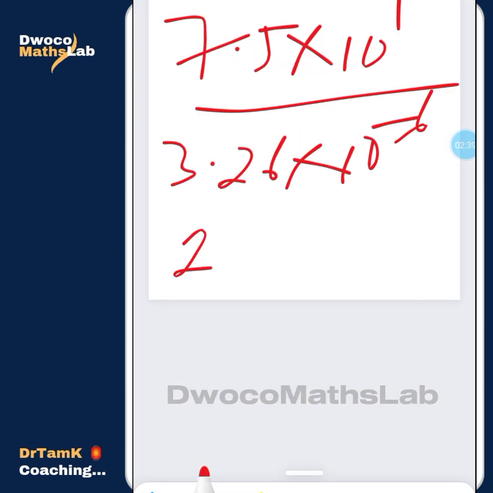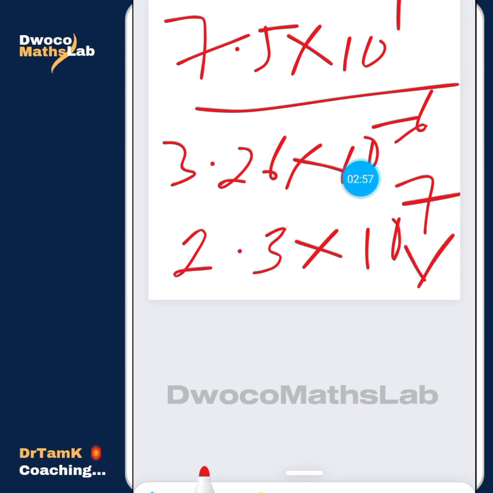So we get 2.3 times, then for the powers, we have 1 and minus 6. That becomes 1 minus minus 6, which is 1 plus 6, and that gives us 7. So we get 2.3 times 10 to the power 7 volts. This is the voltage across C1.